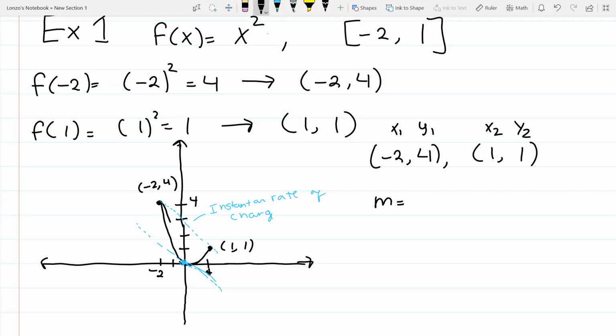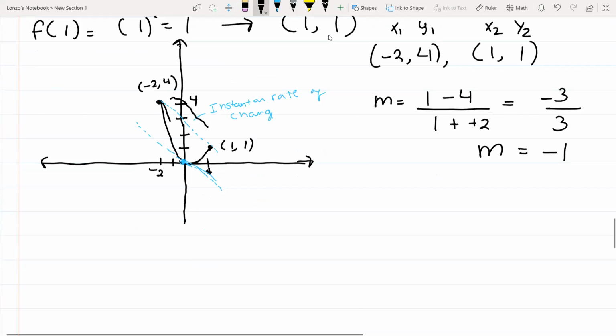So the slope is going to be 1 minus 4 over x2, which is 1 minus a minus 2. So 1 minus 4 is -3. 2 negatives becomes a positive, so that's 3. So that's -1. So our slope is going to be -1. What they mean is this slope right here is -1.